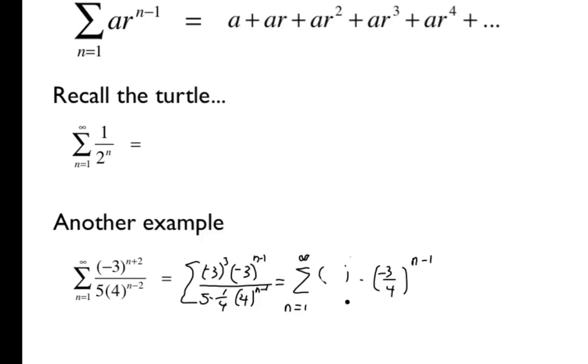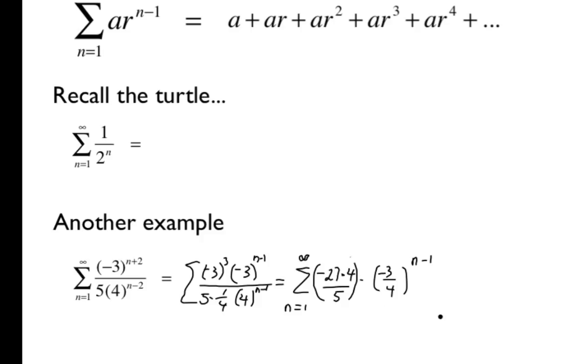And then what's everything else that's going to go out in front of that? All this stuff, right? So it's going to be negative 3 cubed, which is negative 27. And then dividing by 1/4 is the same as multiplying by 4. Would you buy that? And then over 5. So that all becomes my a value. I had to factor out 3 negative 3's, and I had to get rid of one. I had to have one less 4 taken out.